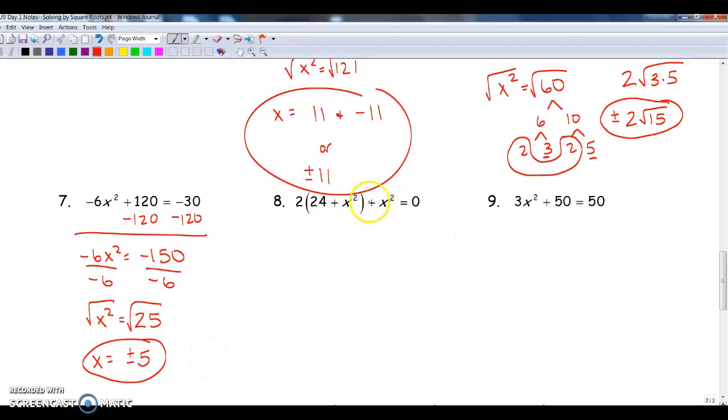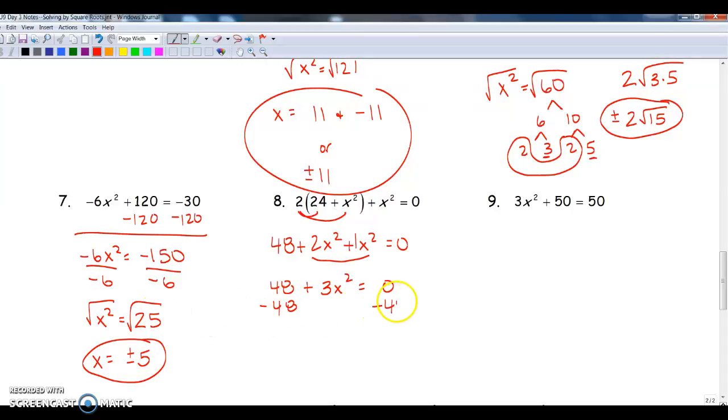8 is slightly different, just because we have to start off by distributing the 2. So we get 48 plus 2x squared plus the x squared equals 0. When we combine these x squareds, this is technically a 1x squared. 2x squared plus 1x squared is 3x squared, and equals 0. We want to get x squared by itself, so we're going to minus 48 on both sides. We have 3x squared equals negative 48.